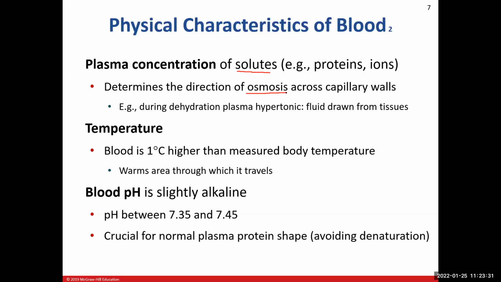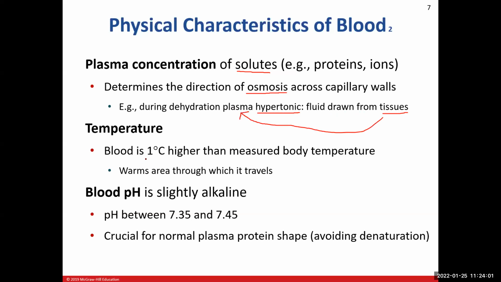So if you are dehydrated, your plasma in your blood is hypertonic. If you remember that term, hypertonic, that means we have tons of solutes in that solution. And so you'll have fewer solutes in the tissues. So water is going to go from the tissues into the plasma.